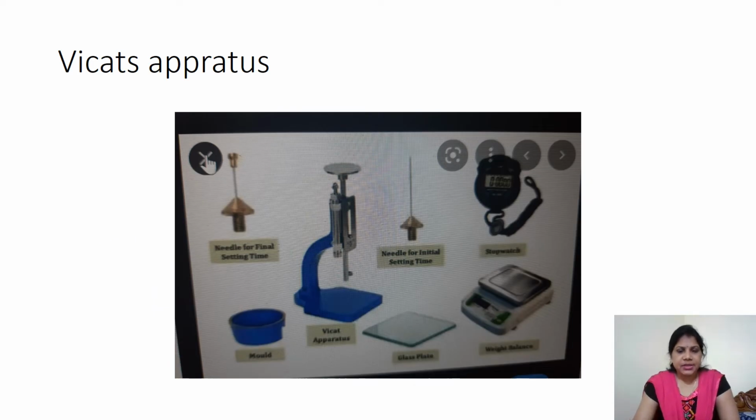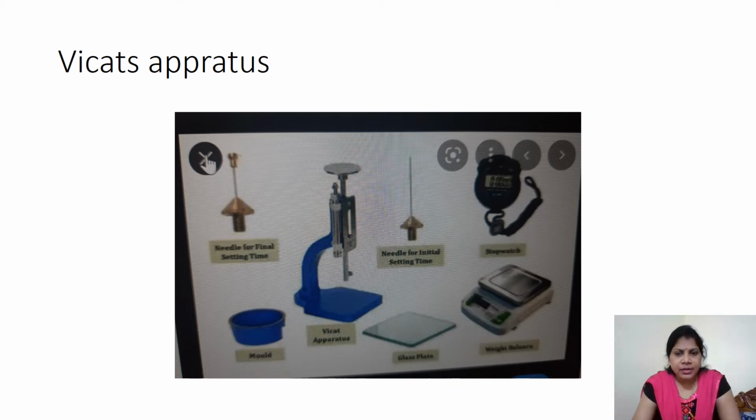So this is Vicat apparatus. Here this needle is used for your final setting time, and this needle is used for initial setting time. And here it is a weighing machine for weighing the cement, and stopwatch to mark the time, and one glass plate is there over which we are placing the mold. Here it is the mold. This is the total arrangement of Vicat apparatus to find the initial setting time and final setting time of cement.